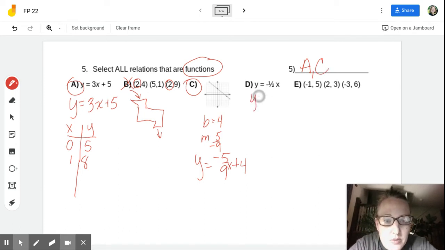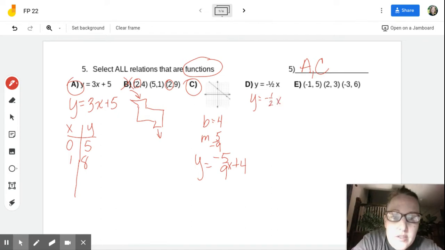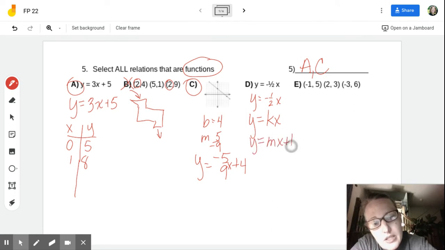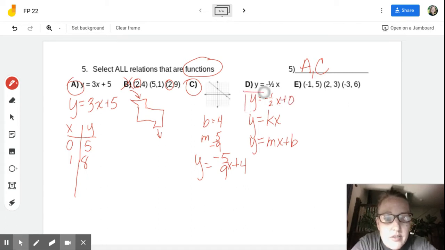This one, y equals negative 1/2 x. For those in Algebra 1, this is a direct variation. We just talked about this. It's written in the form y equals kx, and negative 1/2 is the constant of variation, the constant of proportionality. In other words, in y equals mx plus b, the y-intercept is 0, right? And this looks very much like a linear function because it is. And so we're going to put D here.